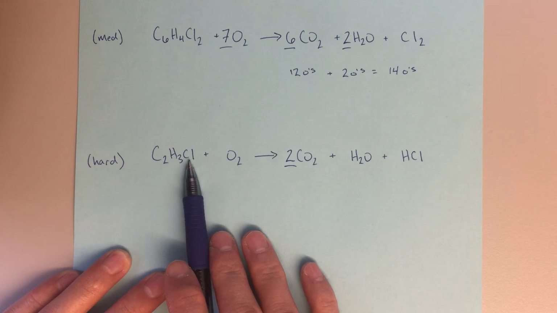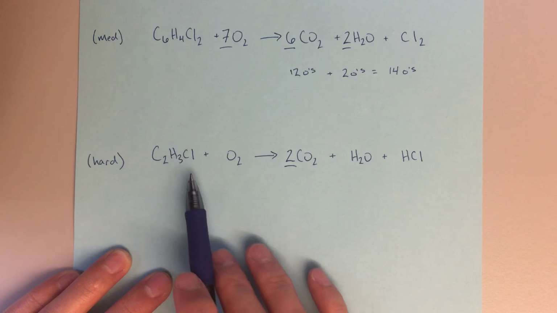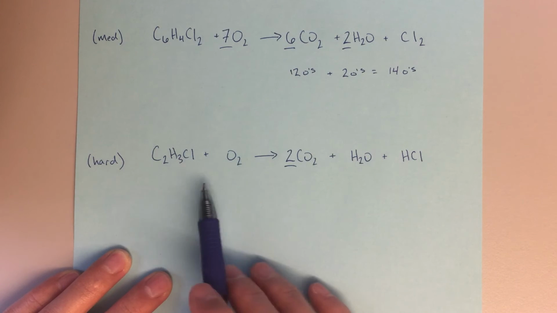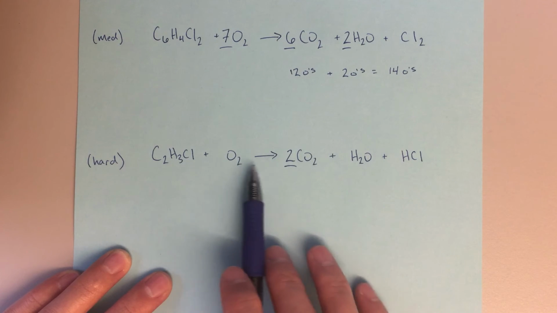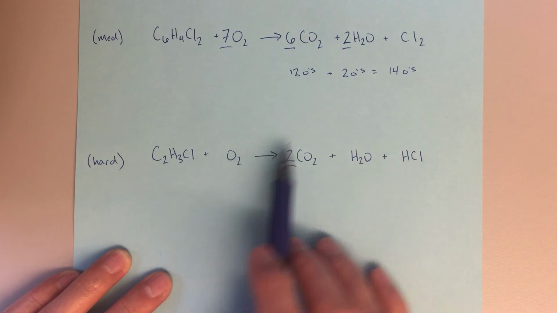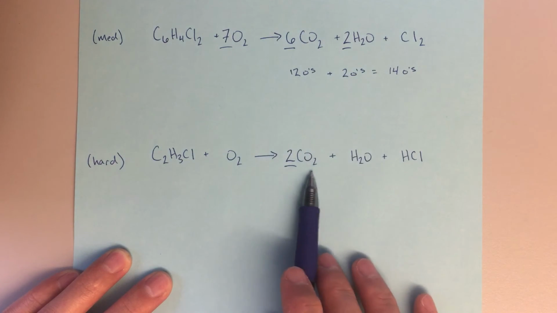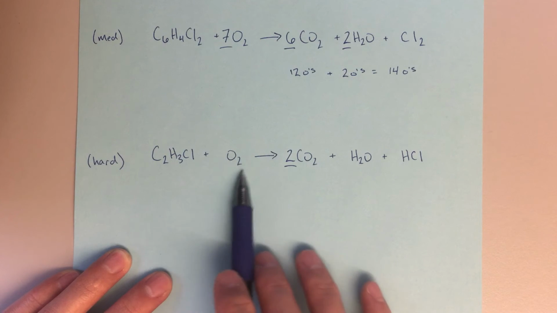Chlorine, one chlorine here, one chlorine here. So again, the chlorines are already balanced, so we don't really have to do anything with that. So now we've moved all the way to the oxygens already. So again, just like up here, I see that I've got two sources of oxygen on the right-hand side and only one source of oxygen on the left-hand side.